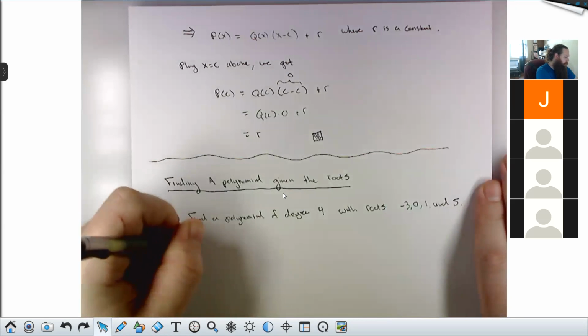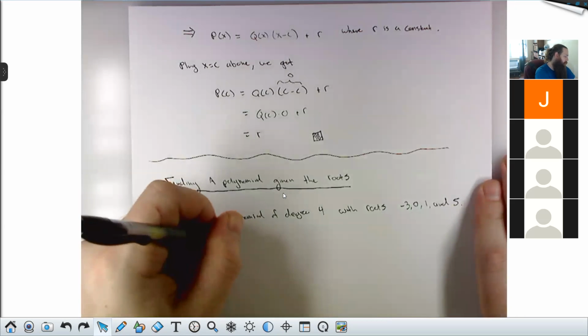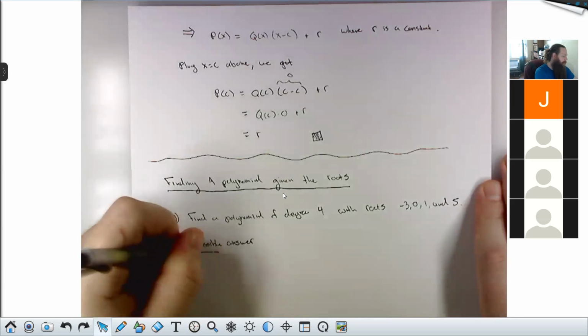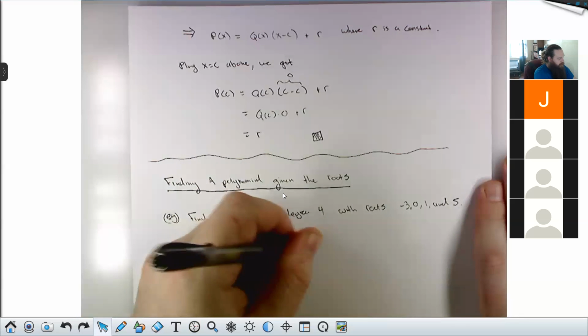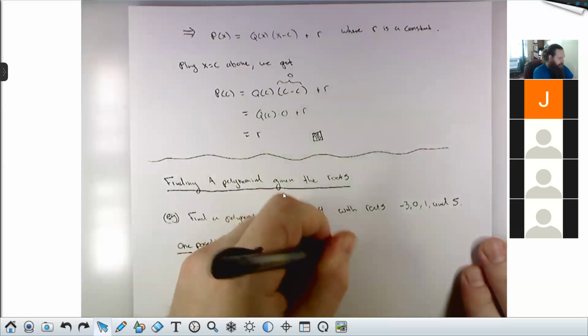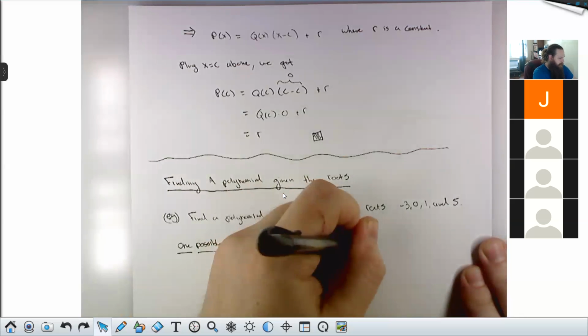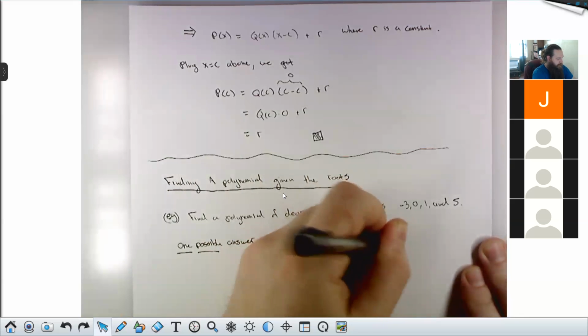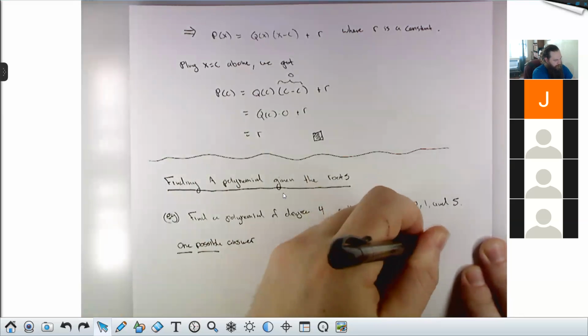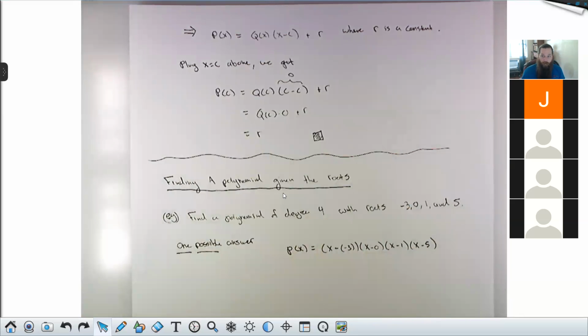So one possible answer, and I want to emphasize that this is just one of the many possible answers, is P of x equals (x minus negative 3) times (x minus 0) times (x minus 1) times (x minus 5). These things have to be multiplied together. Remember, that's what it means to be a factor. Well, a factor has a special meaning. It's not just a piece. It's a multiplicative piece. And from each one of these roots, I just have x minus that thing. Right, that was our TFAE. c is a root means x minus c is a factor. x minus c is a factor means c is a root.